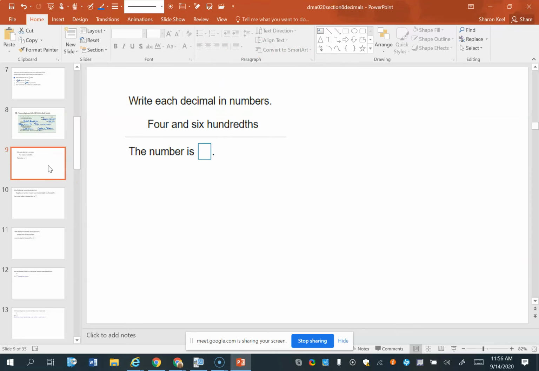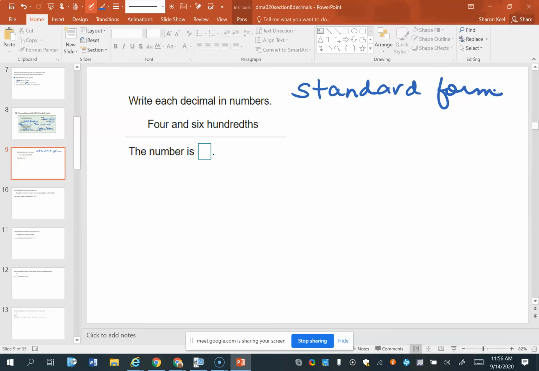Write each decimal in numbers. So we're going to take what they gave us and we're going to write this in standard form. We write it in numbers. Standard form. So 4 and 4, and then we have our decimal for the and.